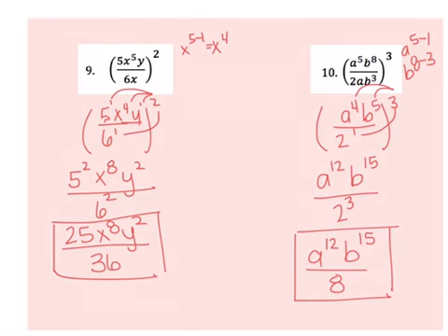So for my final answer, I got a to the 12th, b to the 15th, divided by 8. If you got anything different, go ahead and check my work, see what I did, and then check yours, see where you went wrong. If you still can't find it, come chat with me before moving on to the practice for today.